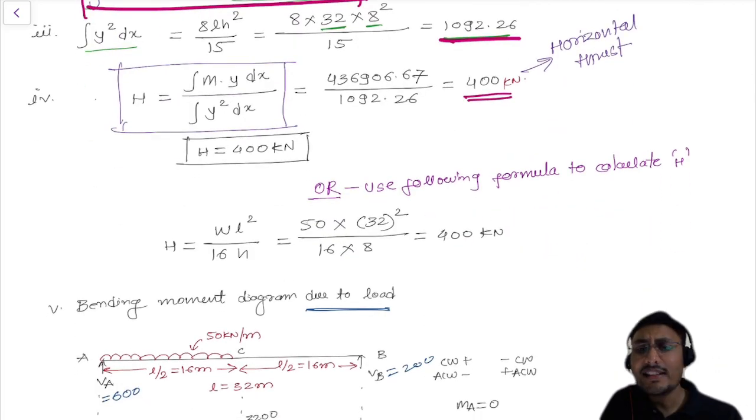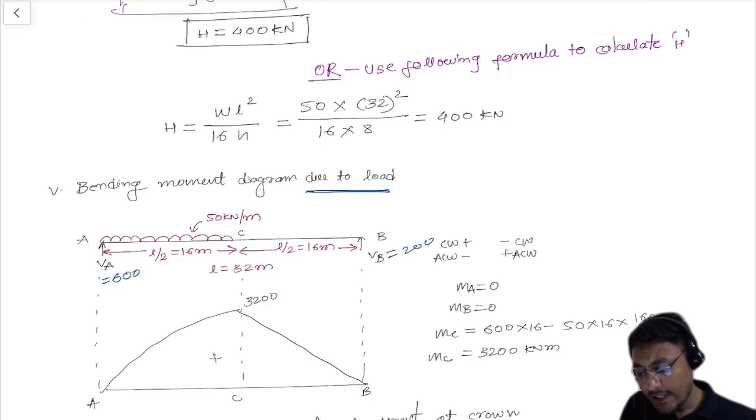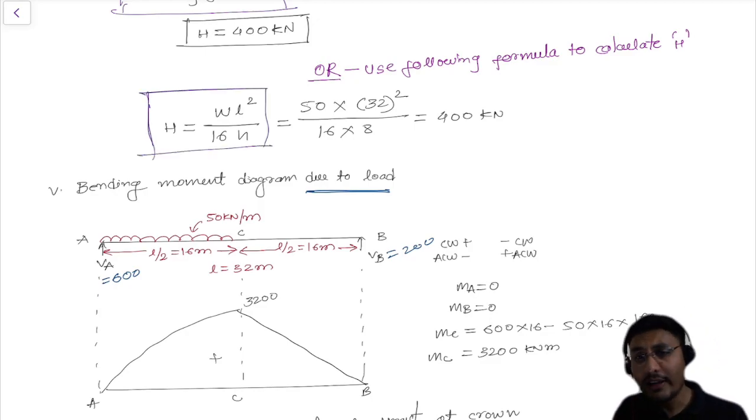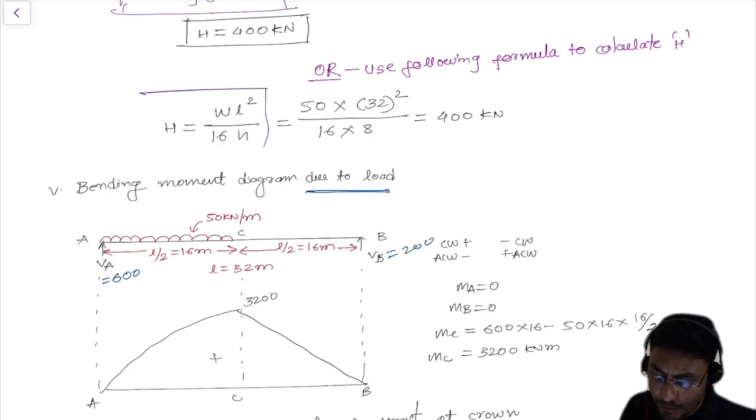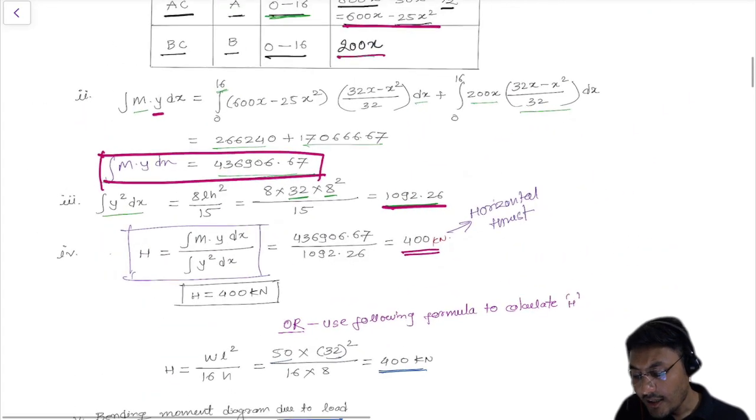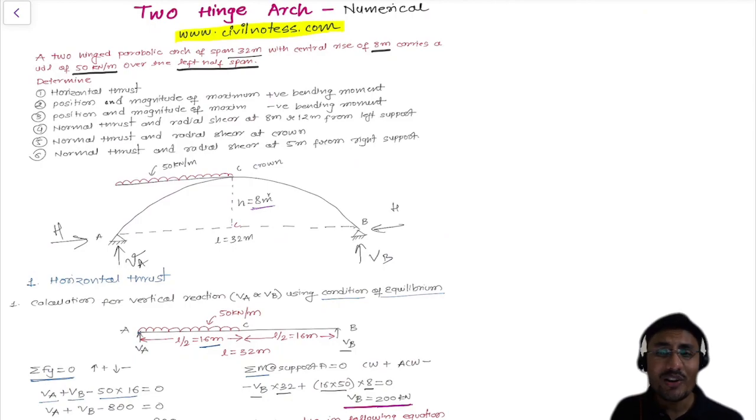Now, how can you check that this value is correct? For that, you can check that H equals WL square upon 8H. This is a very crucial formula which gives you a cross check that whatever you have calculated is correct. So let's put in some data. W equals 50, L equals 32, just make the square of that, 16 into H value equals 8, right? So you got the value 400 kilonewtons. Whatever you have calculated from the above procedure is perfect, is correct, and you solved your numerical very easily.